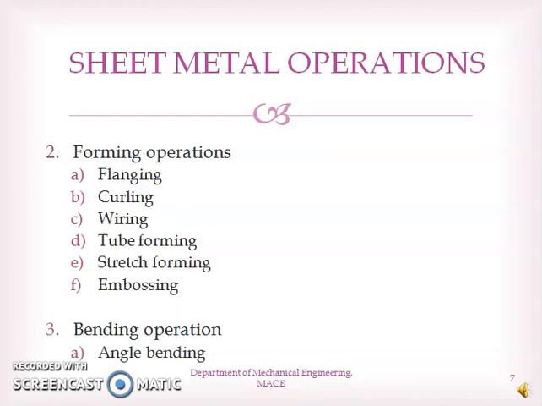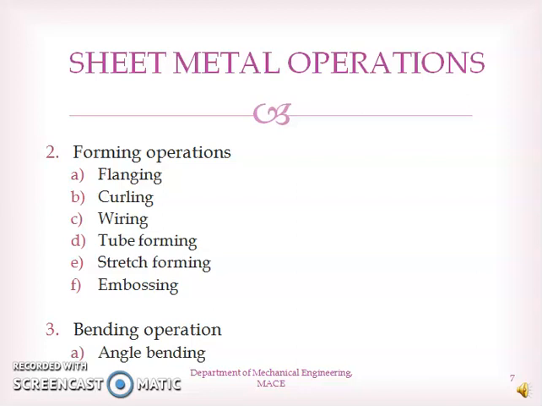The second category is forming operations. In forming operations, there is no metal removal. Instead, the sheet metal is formed into various shapes. This forming operations can be further categorized into flanging, curling, wiring, tube forming, stretch forming, embossing, etc. And the third category of forming operation is bending operations.